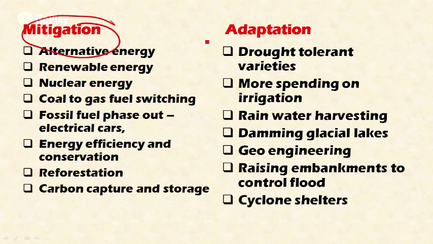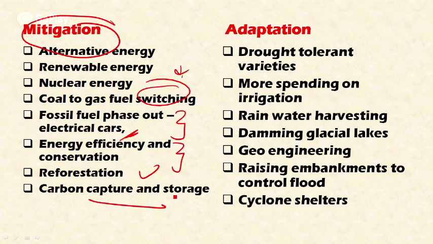It prevents the emission of greenhouse gases into the atmosphere through various mechanisms, including utilization of alternate energy like wind, solar energy, and nuclear energy, and replacement of coal with gas in various energy projects. Fossil fuels are phased out by use of innovative mechanisms like electric cars, encouragement of public transport systems, car pooling, energy efficiency and conservation measures to reduce greenhouse gas emission into the atmosphere, reforestation, reducing deforestation, and carbon capture and storage techniques. These are all the mitigation strategies.